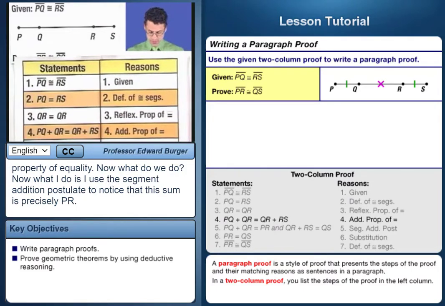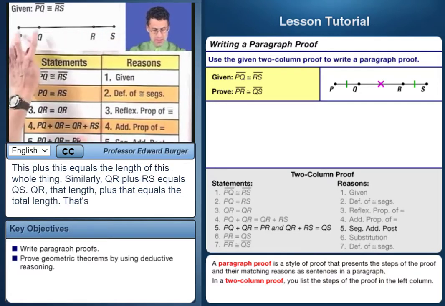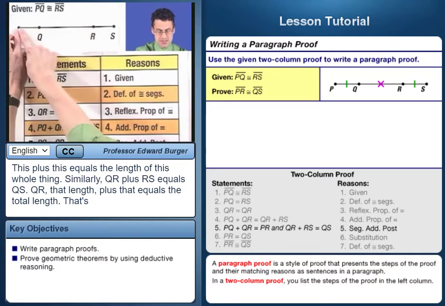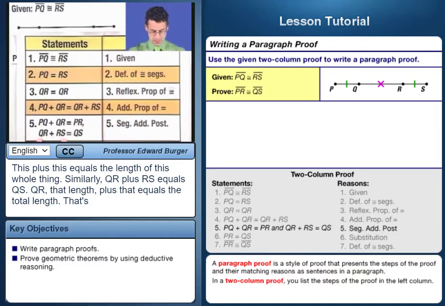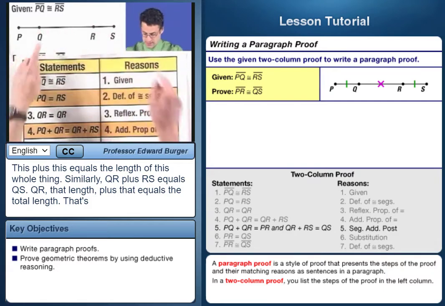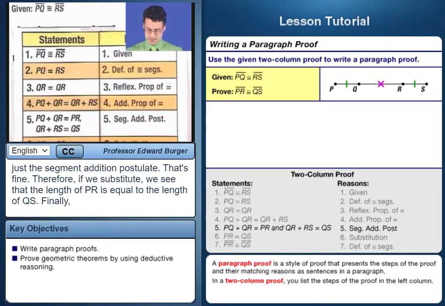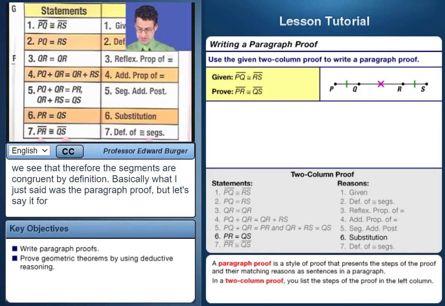And now what do we do? Well, now I use the segment addition postulate to notice that, in fact, this sum is precisely PR. This plus this equals the length of this whole thing. And similarly, QR plus RS equals QS. So QR, that length plus that equals the total length. That's just the segment addition postulate. And so therefore, if we just substitute, we see that the length of PR is equal to the length of QS. And finally, we see that therefore the segments are congruent by definition.